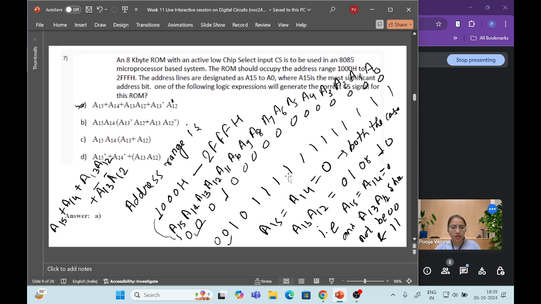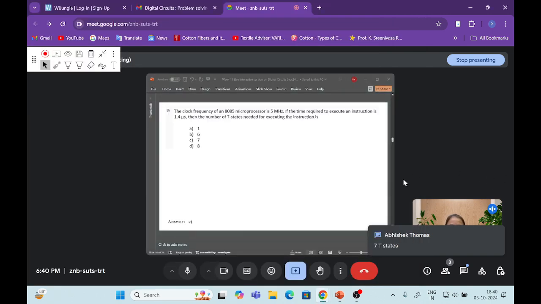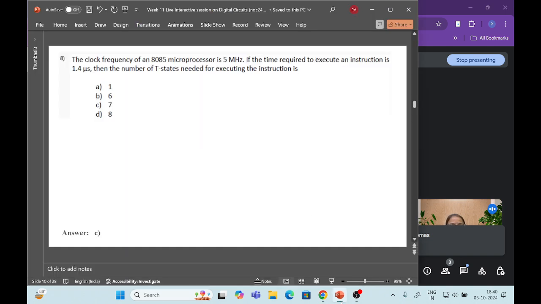So I hope you understand this question. Moving to the next question. The clock frequency of an 8085 microprocessor is 5 megahertz. If the time required to execute an instruction is 1.4 microsecond, then the number of T states needed for executing the instruction is. The answer is 7 states, but how can we solve this question? How can we move forward?